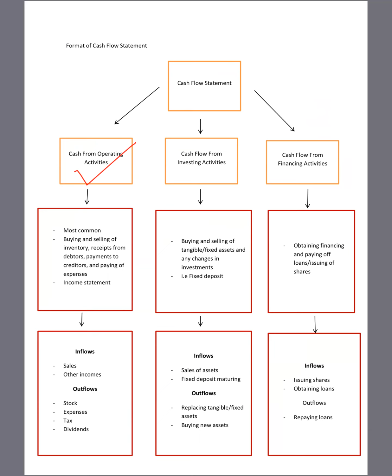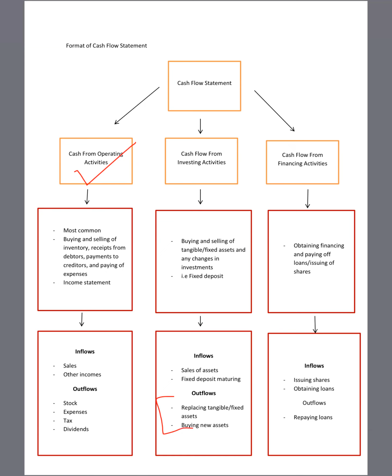Now this is my assets. It's either I'm buying or selling my tangible assets, and then I have my fixed deposit. So my inflows are going to be my sales of assets or my fixed deposit maturing. And then my outflows are going to be me replacing my tangible or fixed assets or buying new assets. This one here, yes, at the bottom.